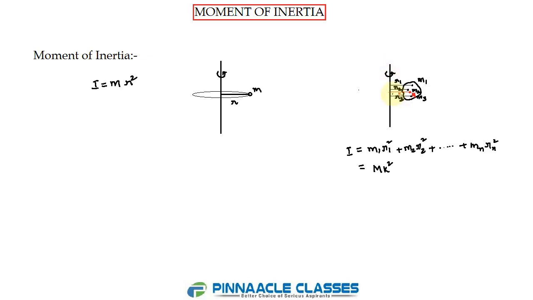Observe here, it appears in red color. We are assuming a point where the total mass seems to be concentrated in rotation. The distance of this point from the axis of rotation is represented by k, the radius of gyration. Here k is the radius of gyration. Then for the total system, in general we can represent moment of inertia as M into k square.